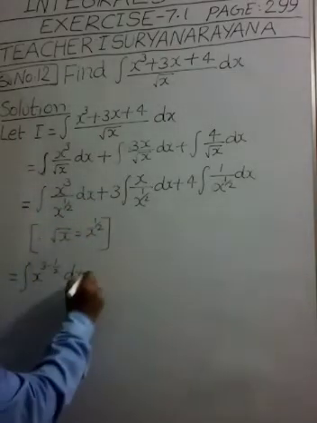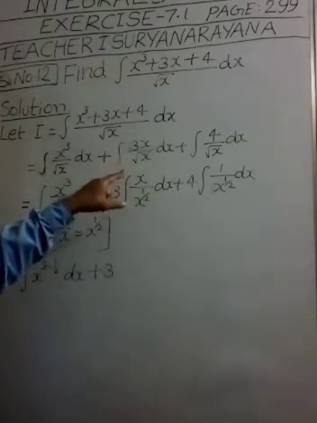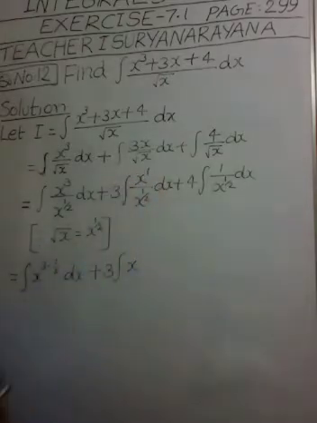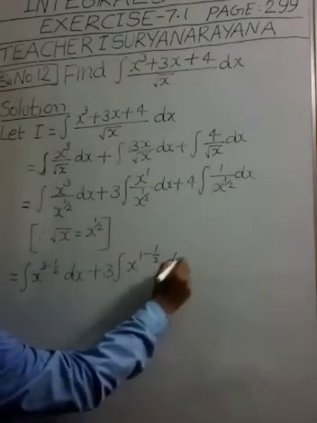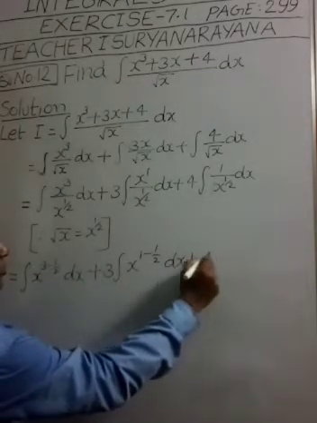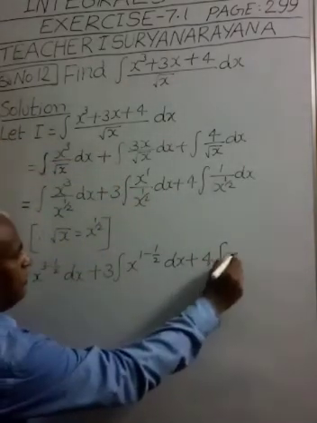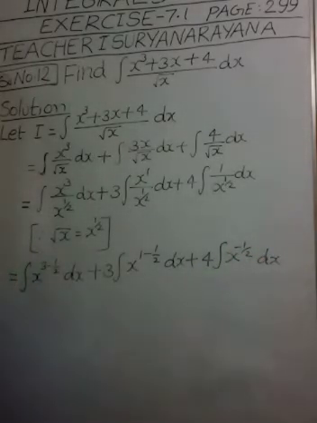Right. Plus come to the second term. 3 into, we use the same law of exponents here. 3 integral x to the power of, here we assume that there is 1 as the exponent, so x power 1 minus 1 by 2 dx. Understood the second term, my children? Right. Plus 4 integral, this can be written as x power minus 1 by 2. This is also one of the laws of exponents. Okay, my children, understood this last term?